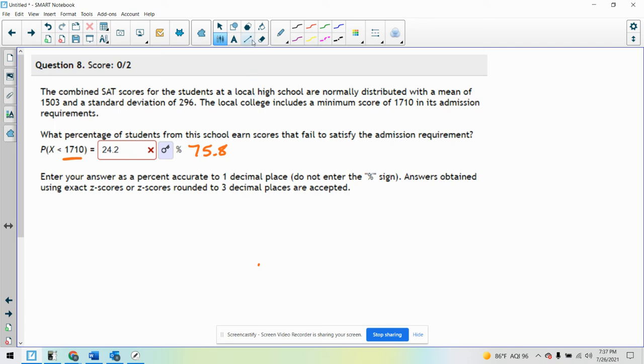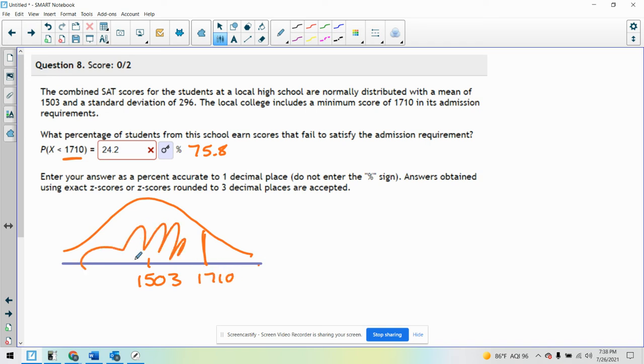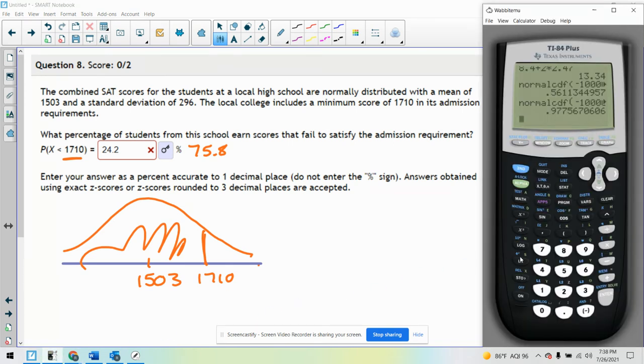Same thing. We're going to do our Z2 or normal curve. Draw my curve. Mean is 1503. We're looking for how many students scored less than 1710. This percentage. All right. Nothing about a sample. So we just plug it in.